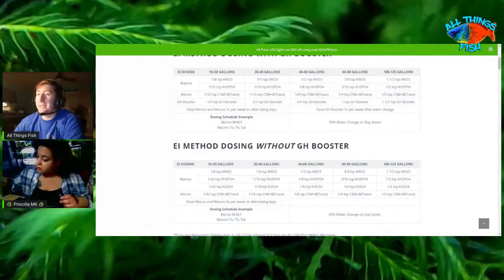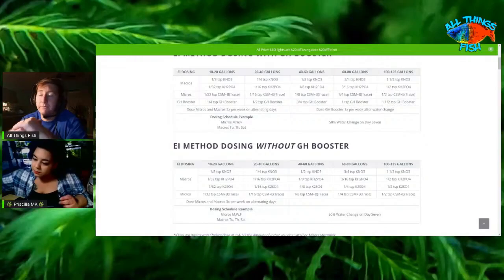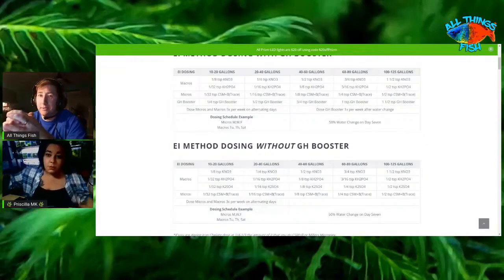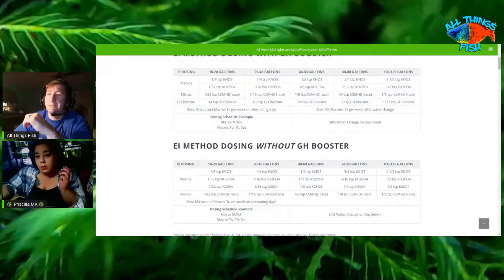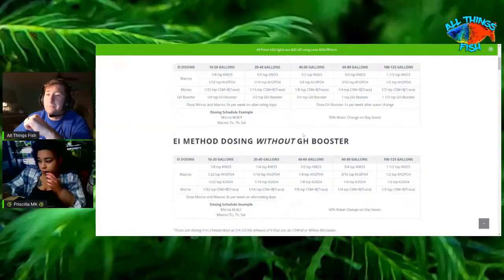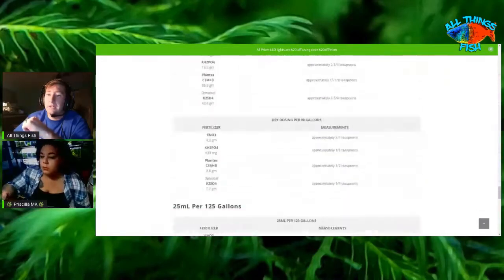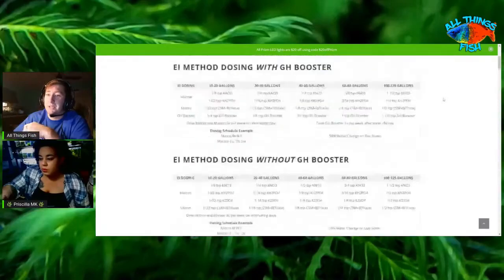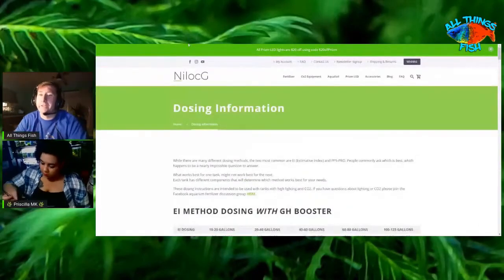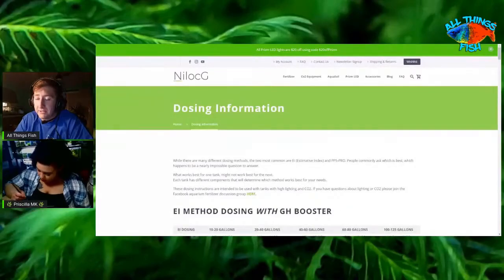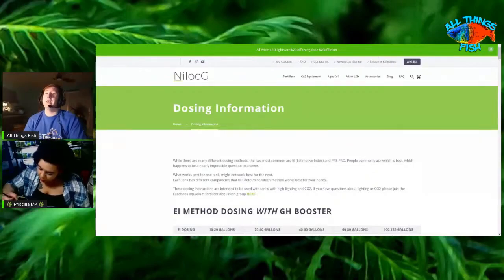Right, definitely. This is the Estimative Index, which is probably the most popular form of dosing dry salts. PPS, precision something or other dosing, is another method. I don't know if he has a chart in here for that or not. But anyway, it's the PPS method. Basically, you're testing the water and you're dosing. With the Estimative Index, you're dosing enough that no nutrient is ever the limiting factor. So there's never a deficiency of any nutrient. You always have a little bit more in the tank than the plants use.